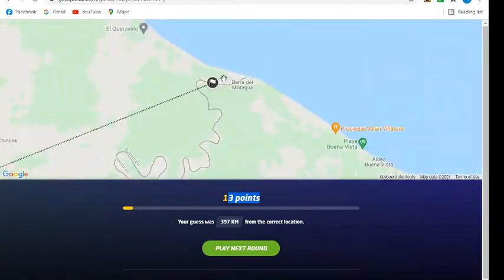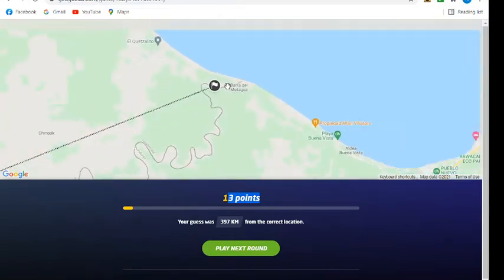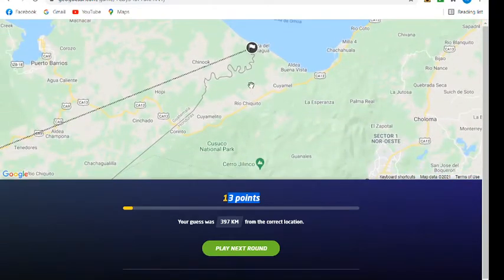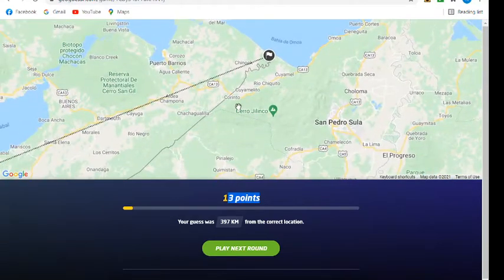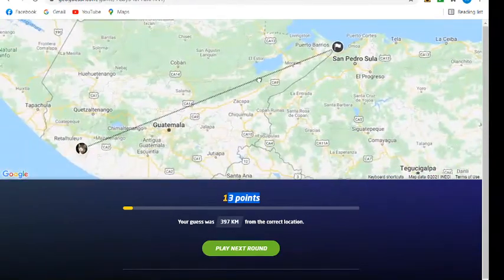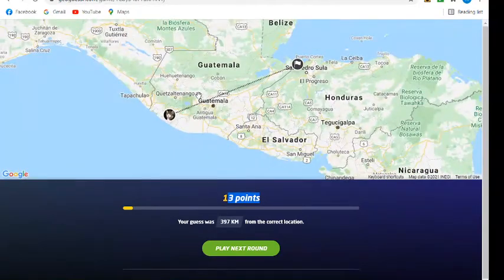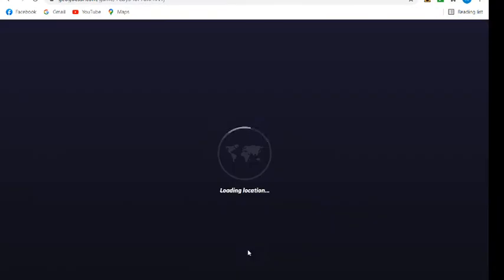Okay, so that was actually the boundary between Guatemala and Honduras on the Atlantic side. So this means that this was a spectacularly bad guess, right? All right.